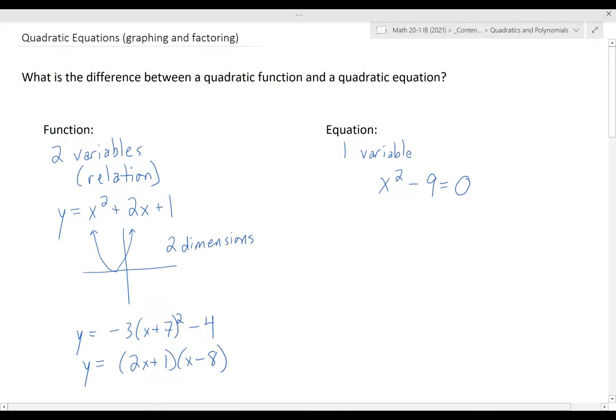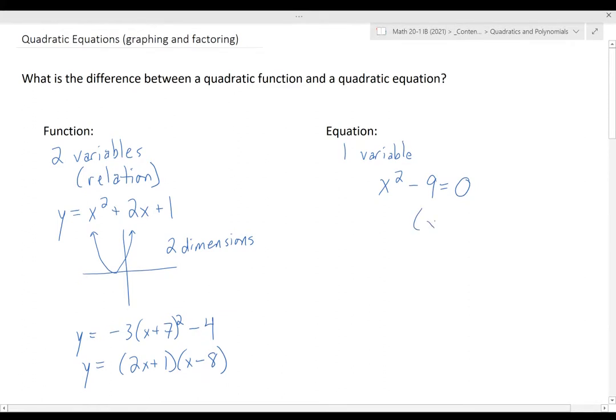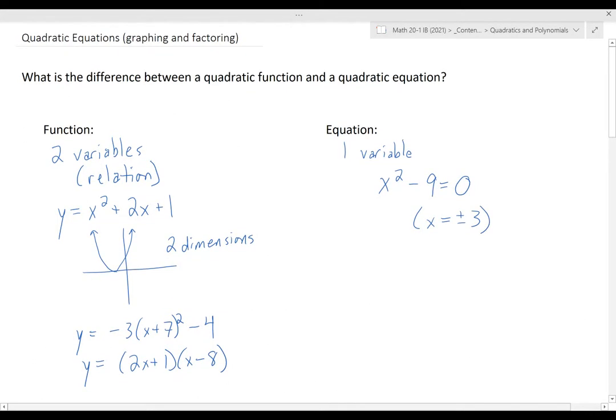This isn't defining an infinite number of points in two-dimensional space. This is setting up a relationship that exists for a single variable. And in this case, we have two possible solutions here. x could be positive or negative 3, and this equation would be true. So we can talk about solving equations.